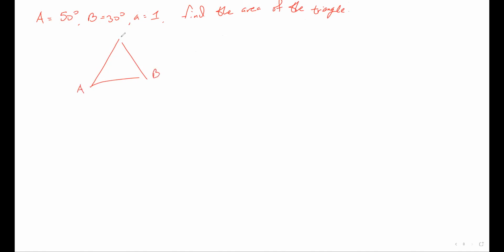A, B, C. And then this is little a, this is little b, and this is little c. Okay, so now we fill in everything: 50 degrees, 30 degrees, and a is equal to 1. All right.